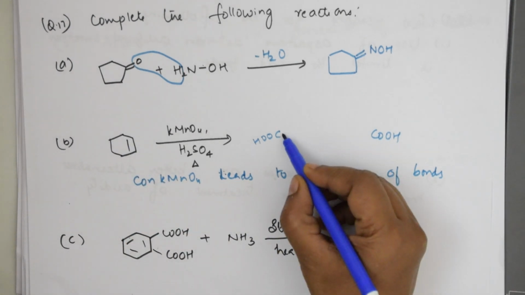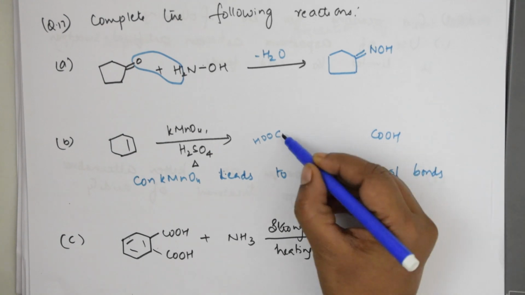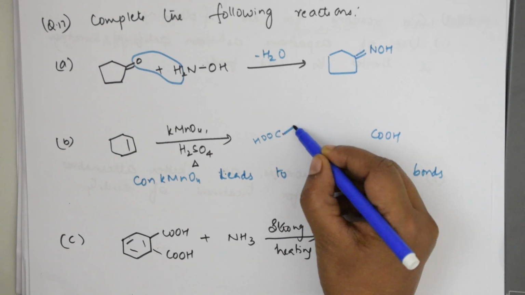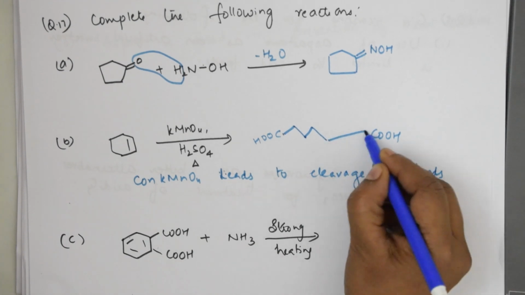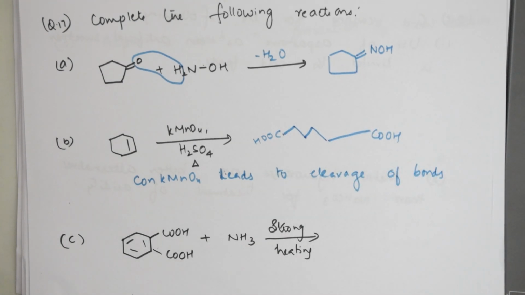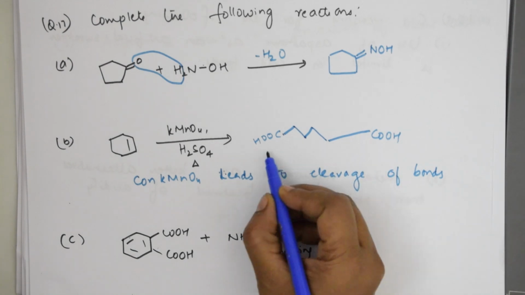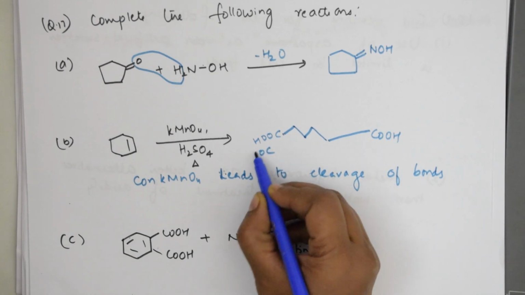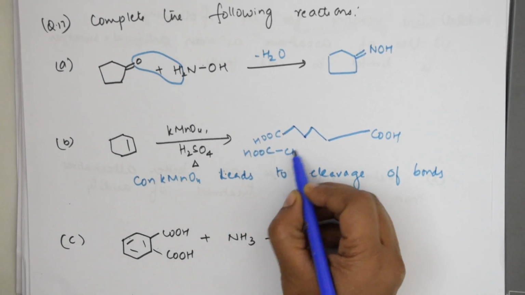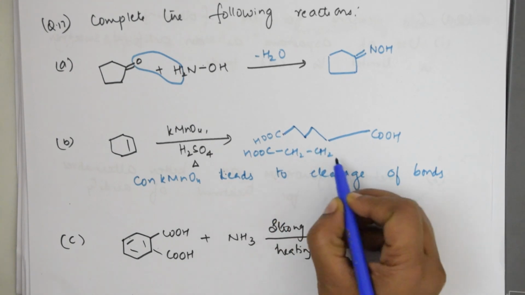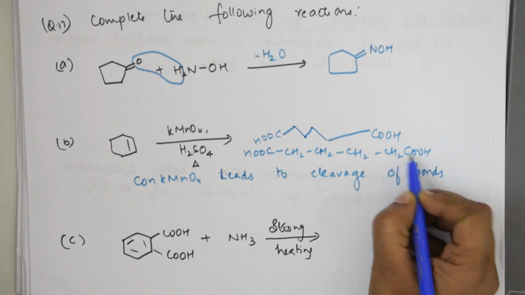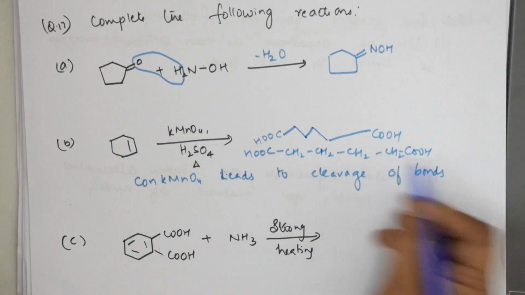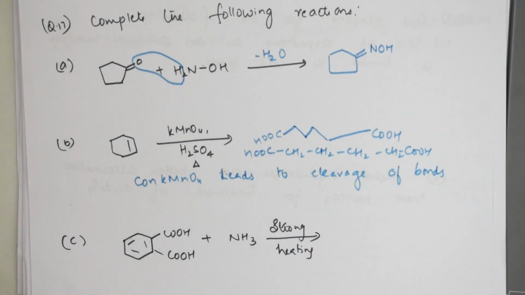So let's write. This is 1, this is 2, this is the third one, the fourth one, the fifth one, the sixth one. Okay, I have made it a smaller chain. Join it here. That means this looks like a COOH group on one side, then CH2, CH2, one more CH2, one more CH2, COOH. Total number of 6 carbons, 1, 2, 3, 4, 5, 6. This is the answer, right?